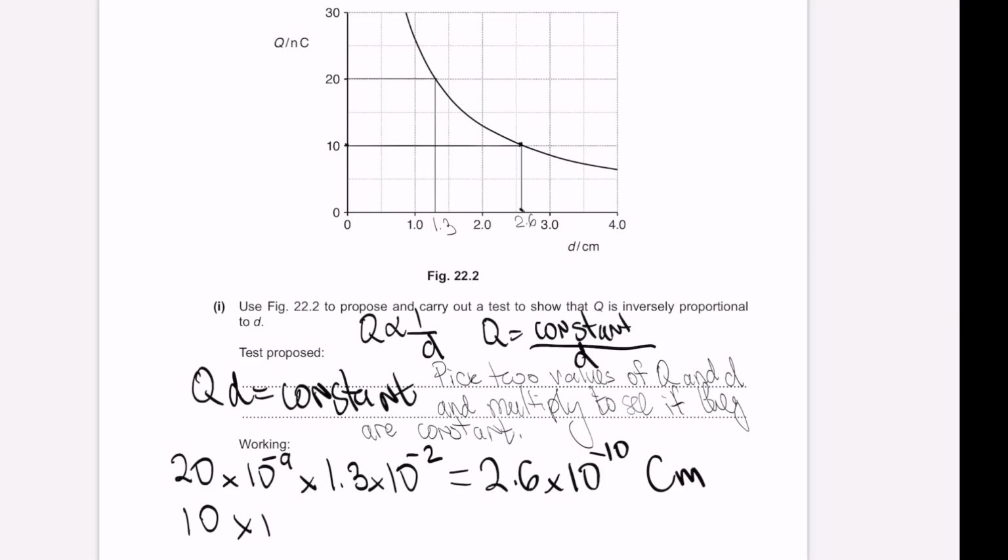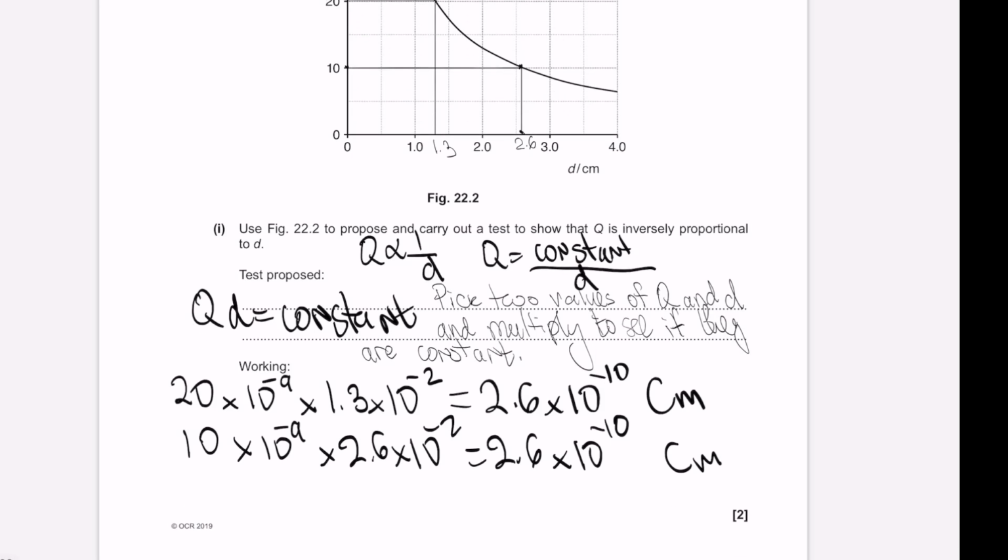That's 10 times 10 to the power of minus 9, multiplied by 2.6 times 10 to the power of minus 2. We can already see that this is going to give us exactly the same result up to two significant figures, which is 2.6 times 10 to the power of minus 10 coulomb meters. An important final step, just in case, because this can often be the mark, would be actually to write down that conclusion. So in this case, the values are the same, meaning that Q is inversely proportional to D.